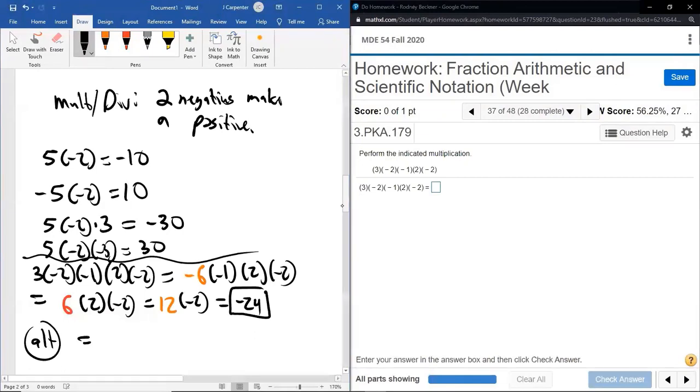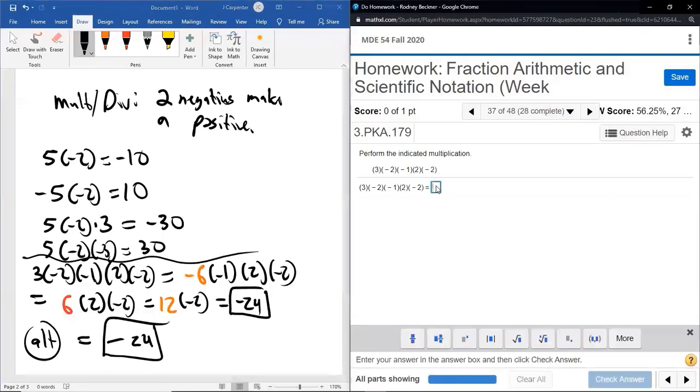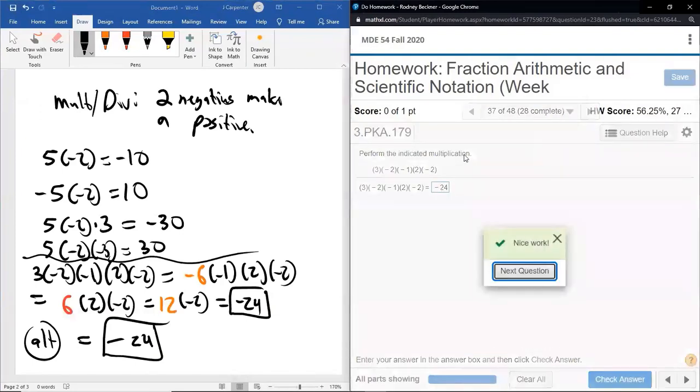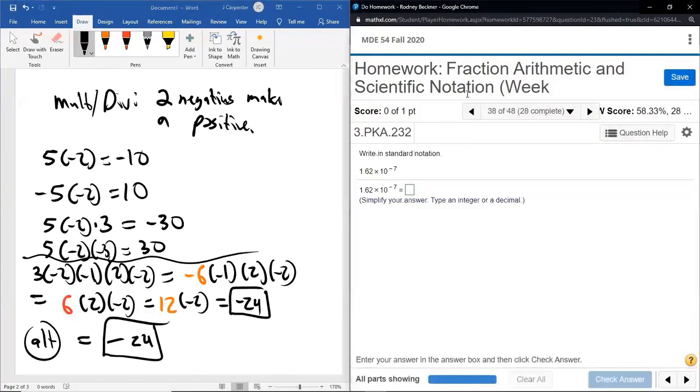That's an odd number of negatives. So the answer is negative, and then just say 3 times 2 is 6, 6 times 2 is 12, 12 times 2 is 24. Just depends on whether you can do this quicker or if it takes you more time. I don't care as long as you can get the answer, however you get it. All right.